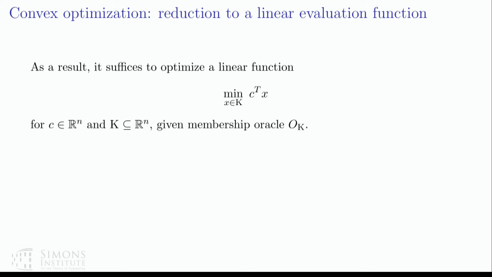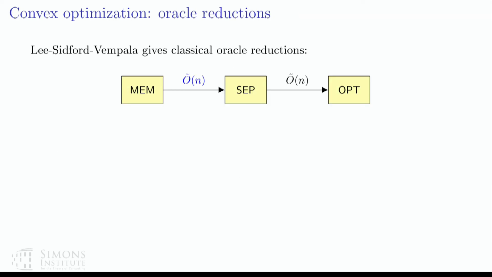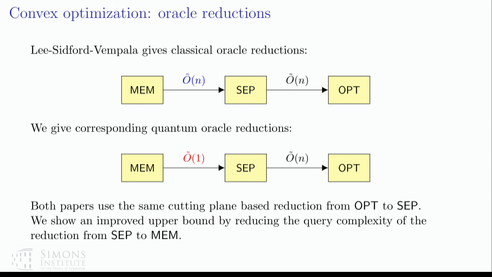Having this idea, the next thing to consider is two different oracles. For the optimization oracle, you just solve the problem, but for the separation oracle, if you have a point not inside the convex body, you are supposed to construct a separating hyperplane between this point and the convex body. Classically, the Lee, Sidford, and Vempala work made a very important contribution that the reduction from the separation oracle to the membership oracle only takes linear cost, whereas quantumly we can show that this reduction only takes polylogarithmic cost.